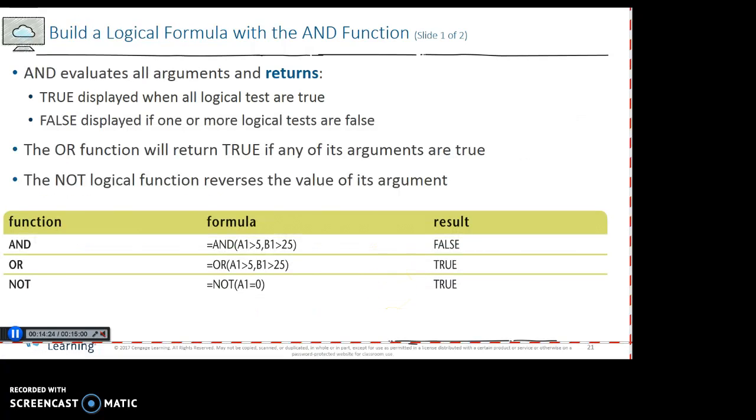You can build a logical formula with the AND function. AND arguments are true if the logical tests are true. It's false if the logical tests are false. So you have to have one thing that's true and the other thing is true. If one of them is false, then it fails.